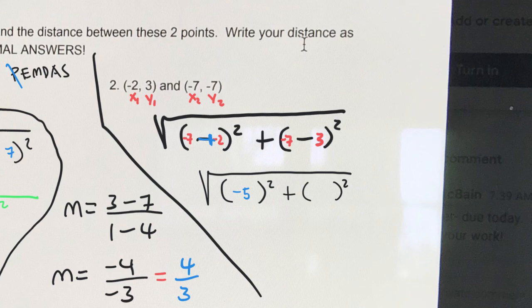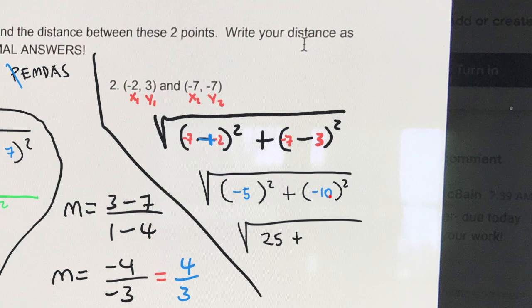So we got -5. We got -7 minus 3, okay? Well, you start at -7, and then you go 3 to the left on the number line, so that's going to give us -10. So we've done the P in PEMDAS. Now we're moving on to the next part. -5 squared, that's -5 times -5. That is positive 25. Boom.